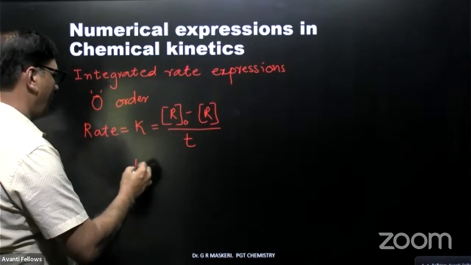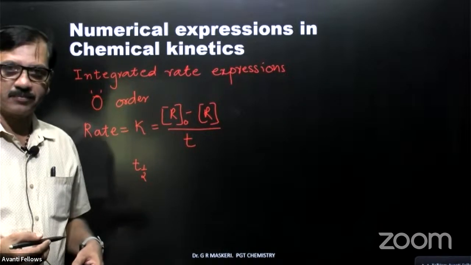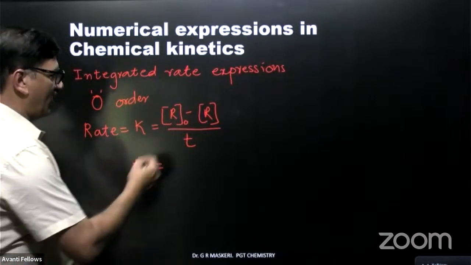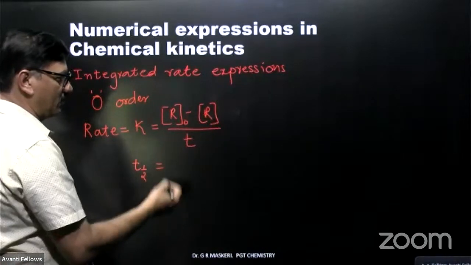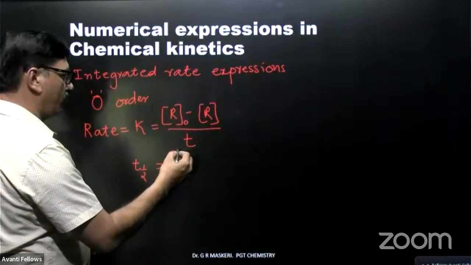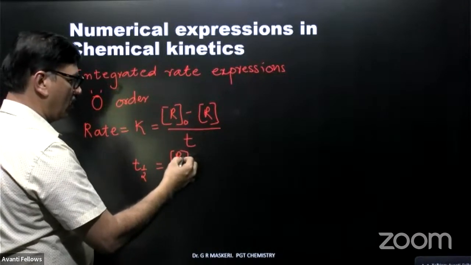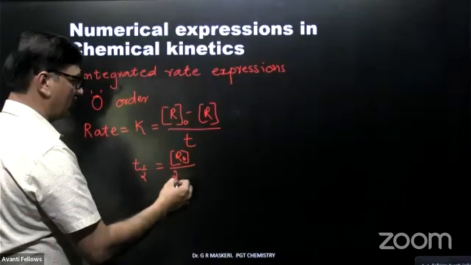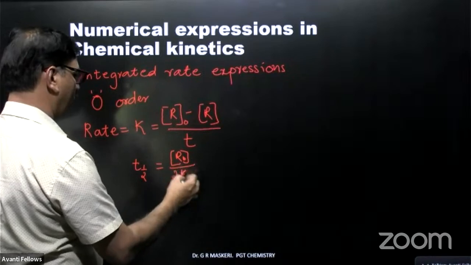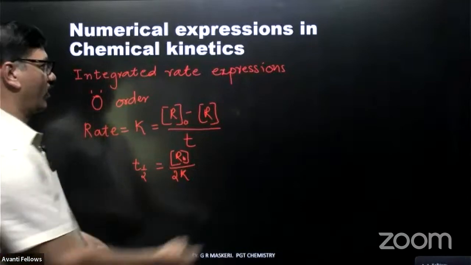And t half. What is meant by t half? It is the half-life period. In the half-life period, the concentration becomes half of its initial value. Therefore, this is R0 minus R0 by 2, that is R0 by 2, which is equal to K t half, so t half is R0 by 2K. So this is the expression for the zero order reaction.